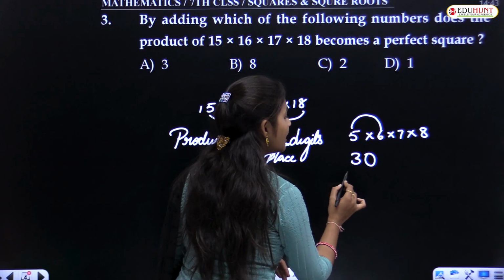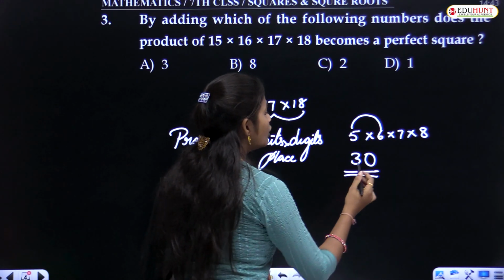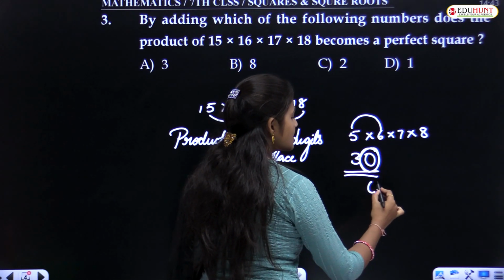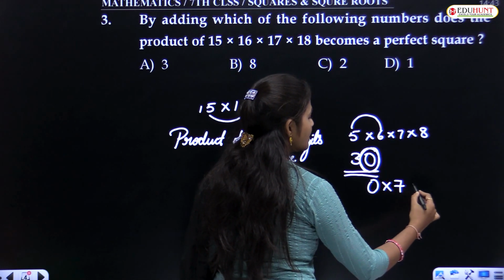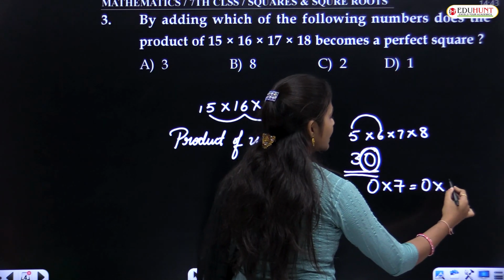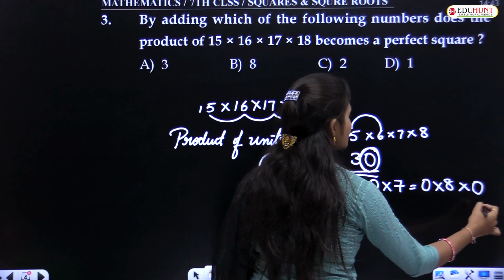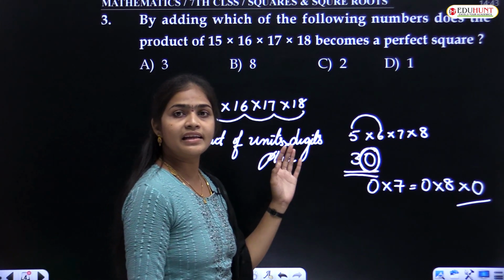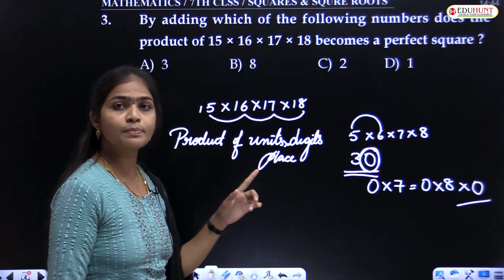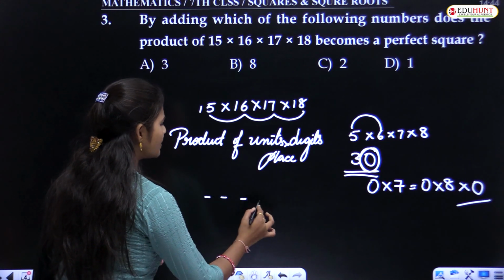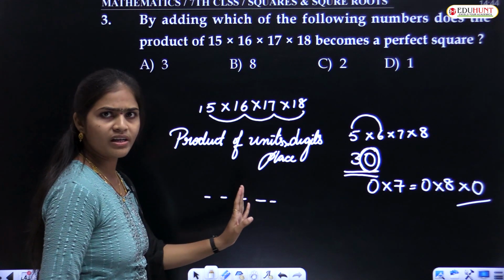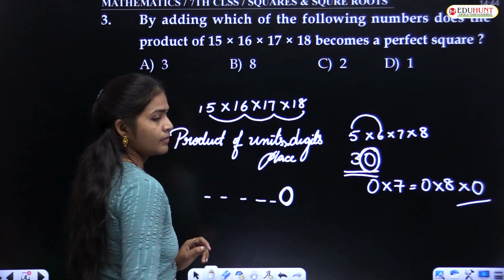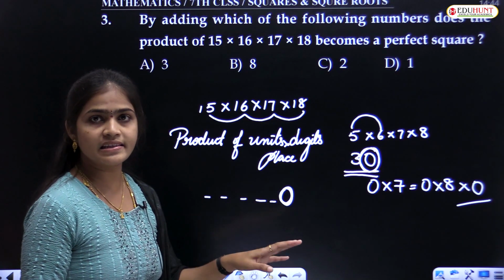So again we are having 2 digits here, no? So that's why again take only the units place digit, that is 0. 0 into 7 is equal to 0. Now again 0 into 8 is equal to 0. Is it clear? So whatever it may be, in that multiplication, its units place digit is 0 only.